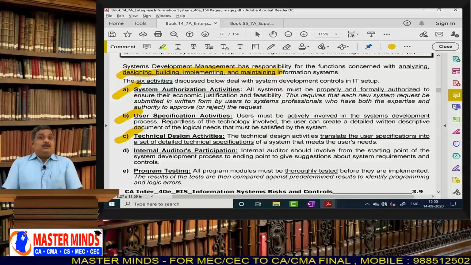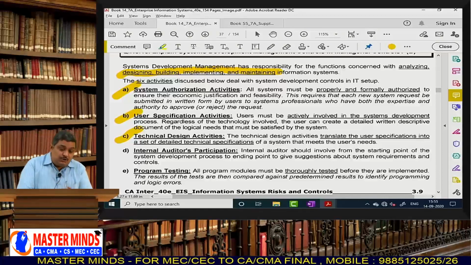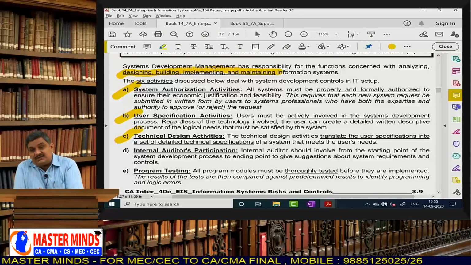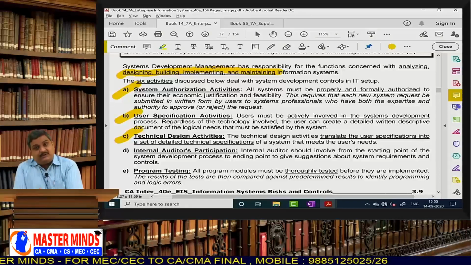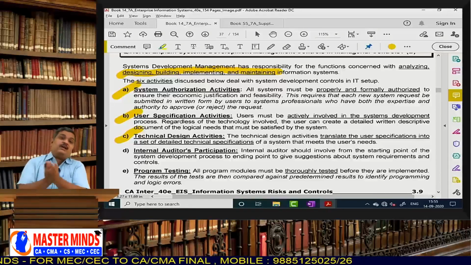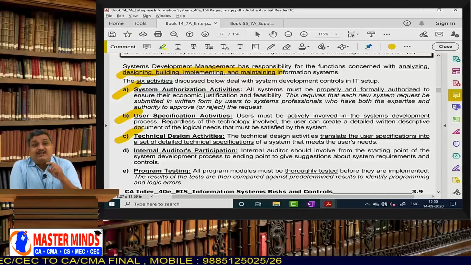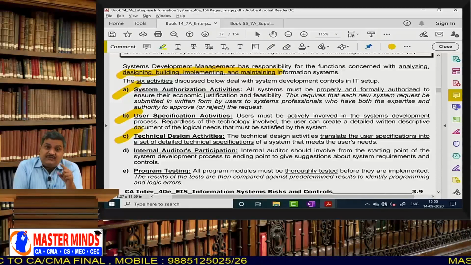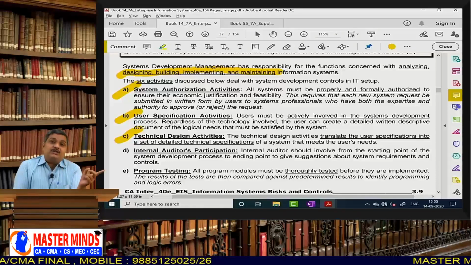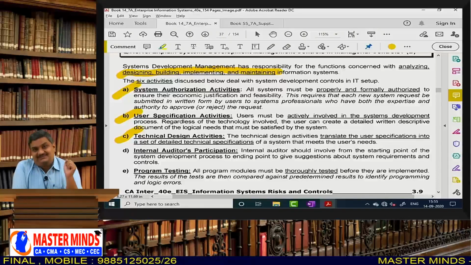The organization should not work as per the information system, but the information system should work as per the organization. That is very, very important. That means we should devise an information system in such a way that organization people should use it happily.